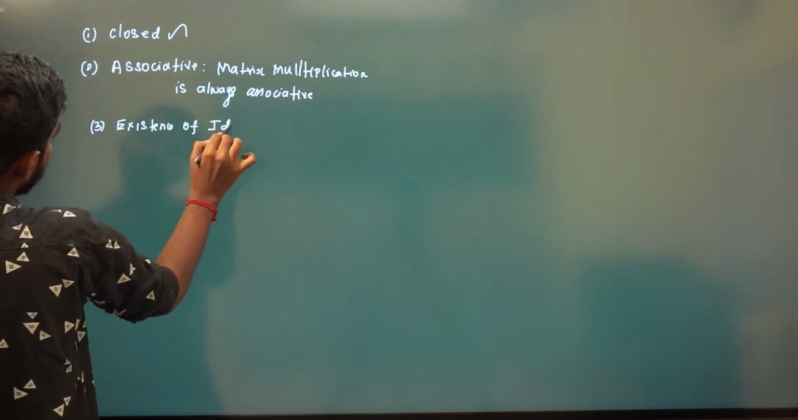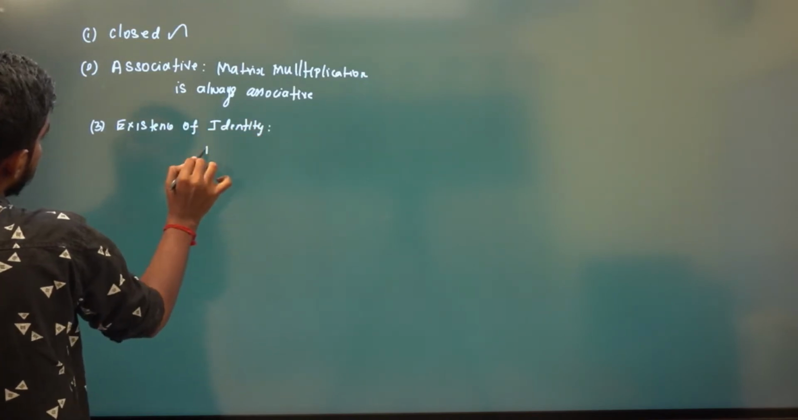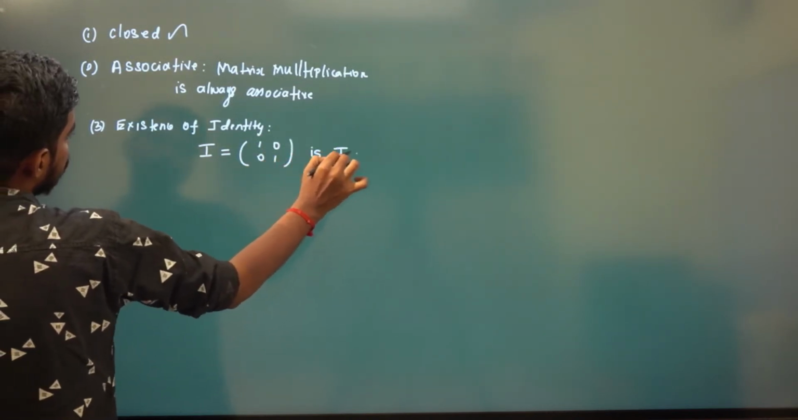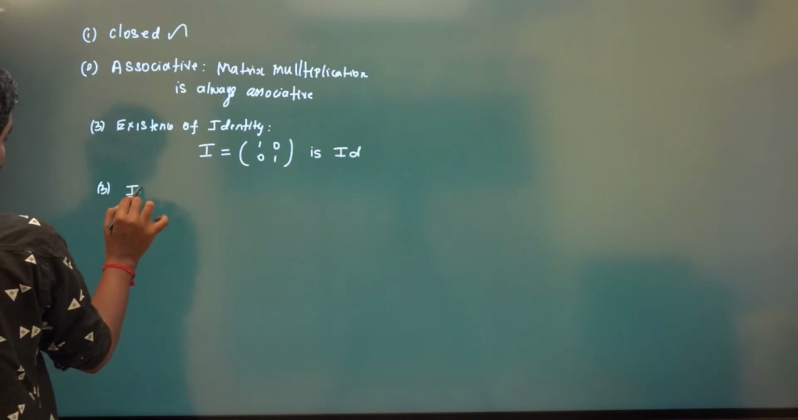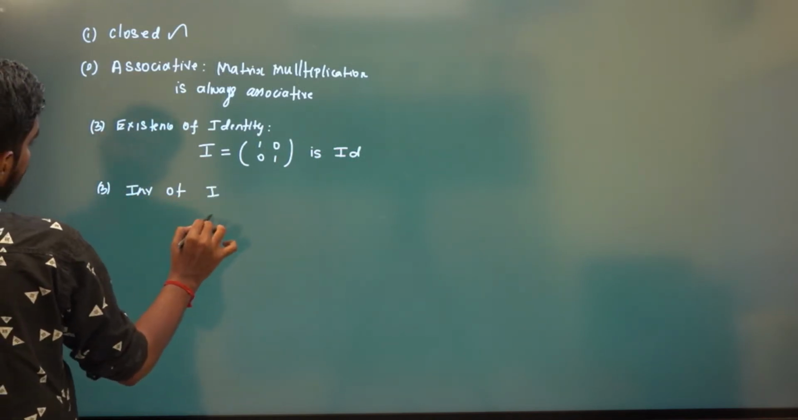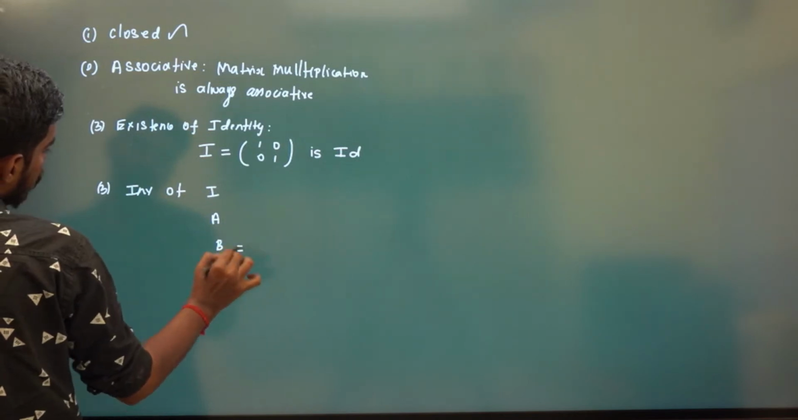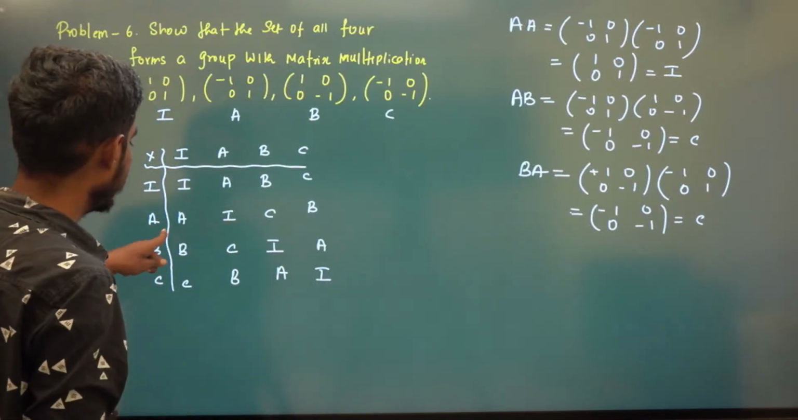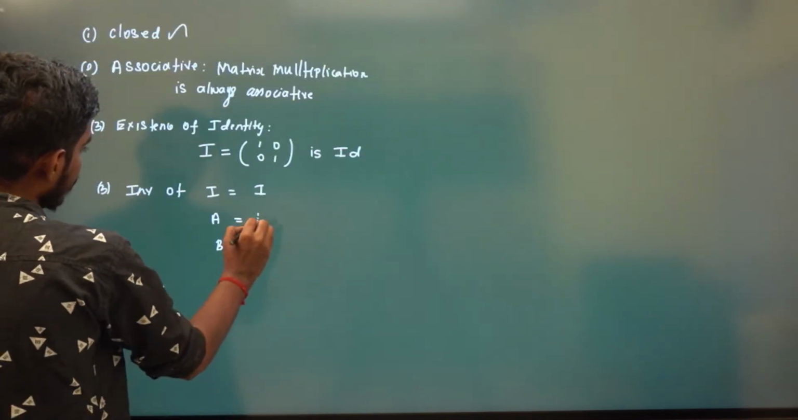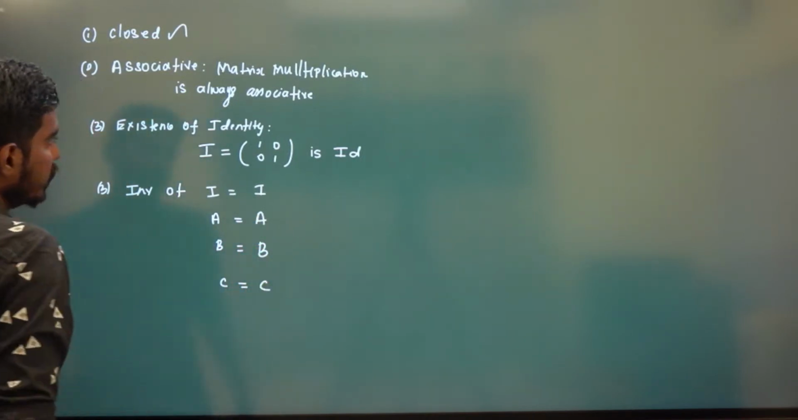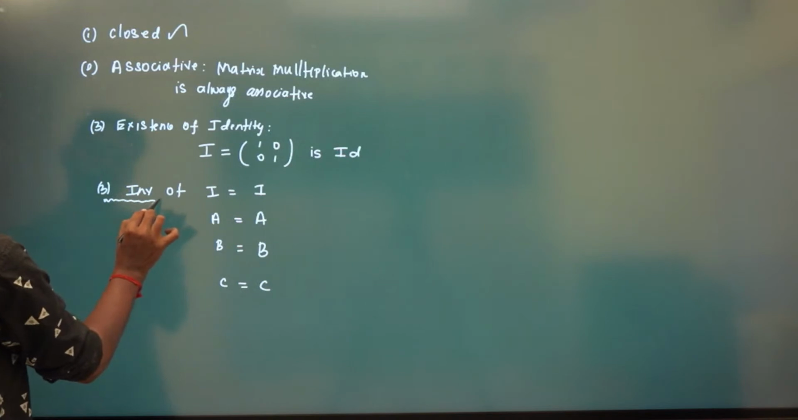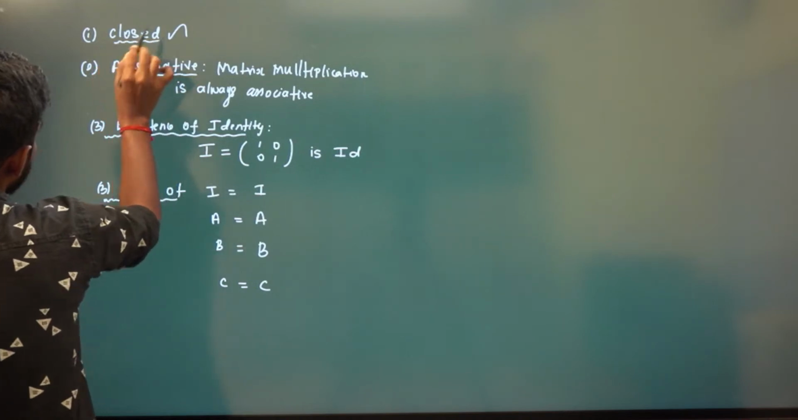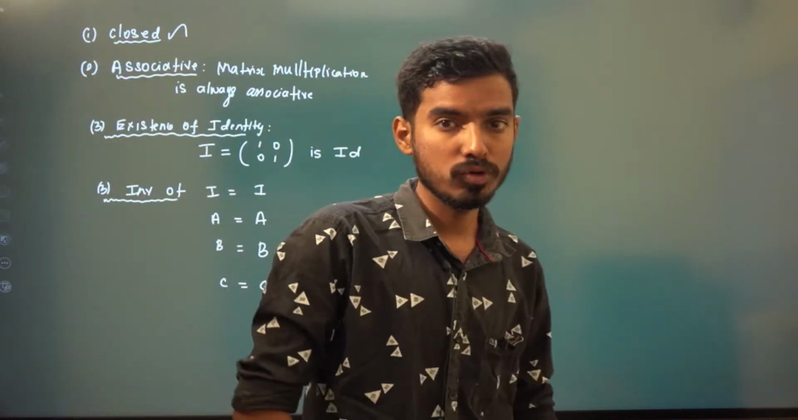Existence of identity. There is a matrix I, which is 1 0 0 1, in this set, which is the identity element. And what about inverse? Since it is finite, you need to find the inverse for each element. The inverse of I is I, the inverse of A is A, the inverse of B is B. All the elements are self-inverse. This is also a group that satisfies the property of Klein 4 group, right?